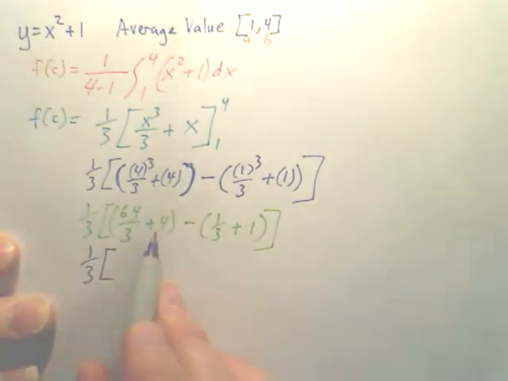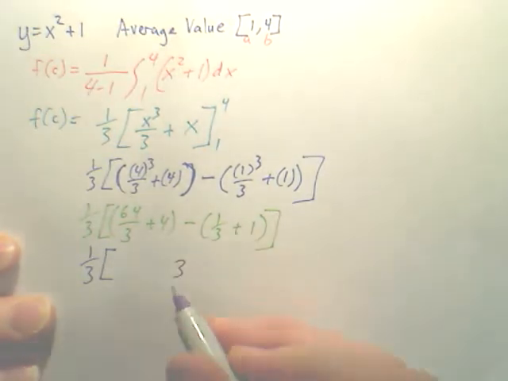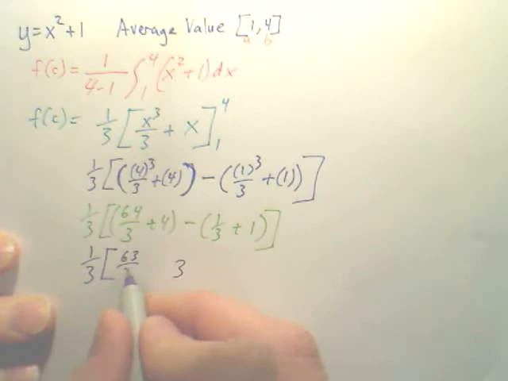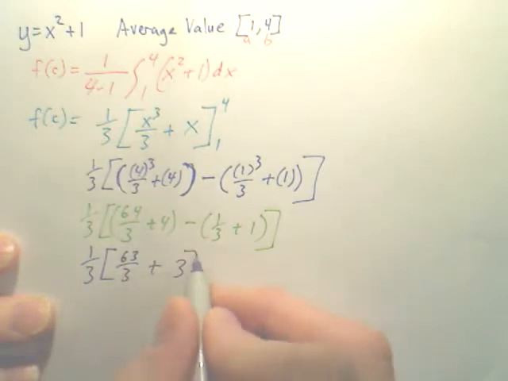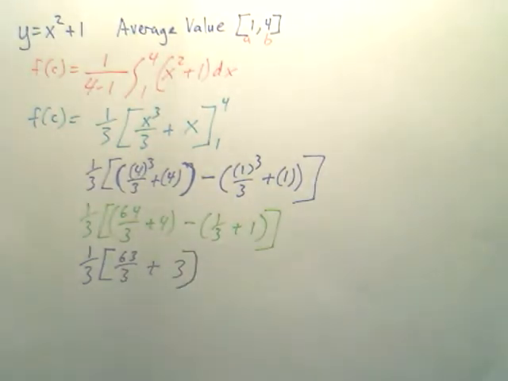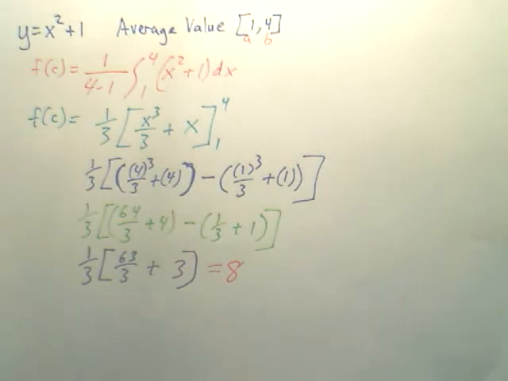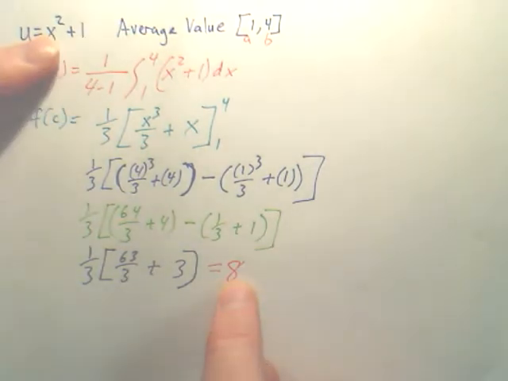1/3. And then 4 minus 1 is going to be 3. And what's 64/3 minus 1/3? It's 63/3. Am I doing that right so far? And your final answer is what? We finish it off, we get 8. This is the average height of this graph.